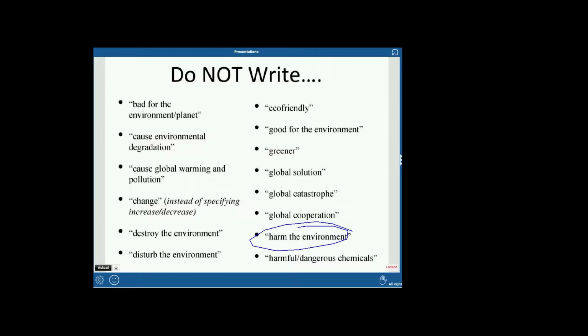or burning fossil fuels is not eco-friendly or causes global warming and pollution. Well, yeah, but you need to tell me why. Instead of saying cause global warming, you would say something like release greenhouse gases.